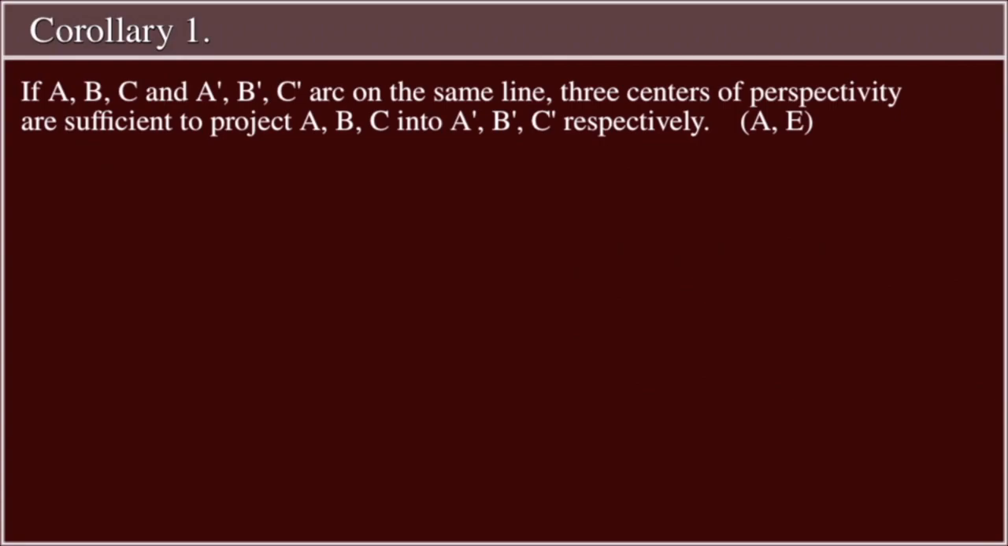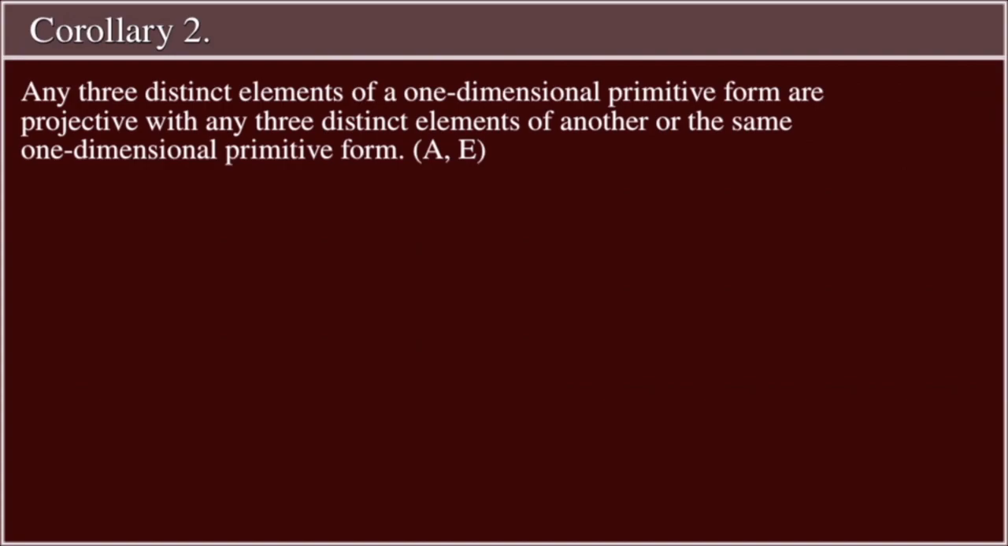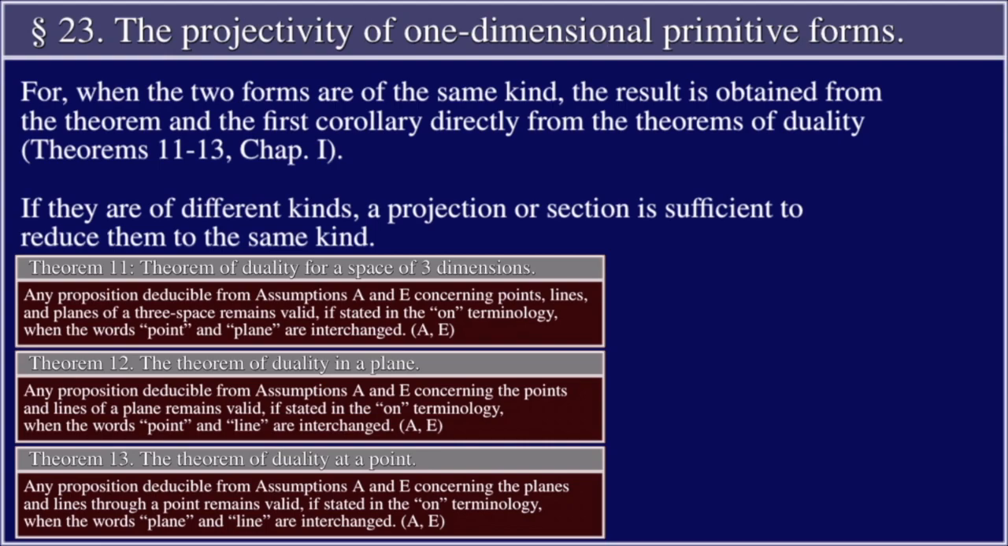Corollary 2. Any 3 distinct elements of a one-dimensional primitive form are projective with any 3 distinct elements of another or the same one-dimensional primitive form. Assumptions A and E. For when the 2 forms are of the same kind, the result is obtained from the theorem and the first corollary directly from the theorems of duality, Theorems 11 through 13 of Chapter 1. If they are of different kinds, a projection or section is sufficient to reduce them to the same kind.